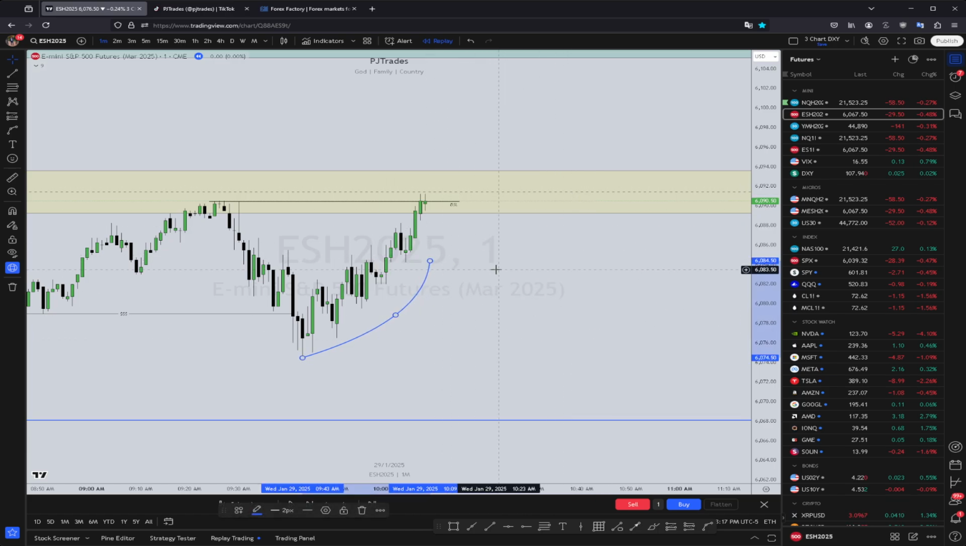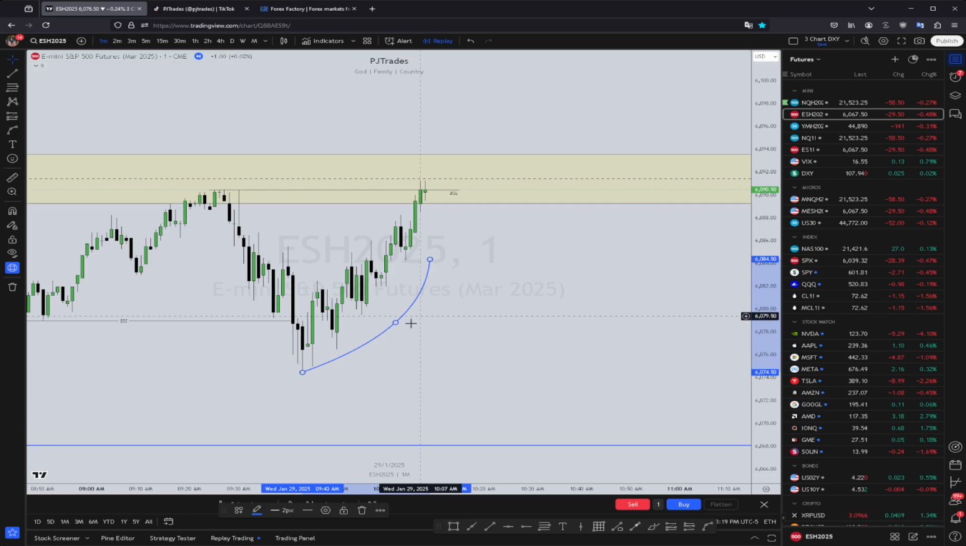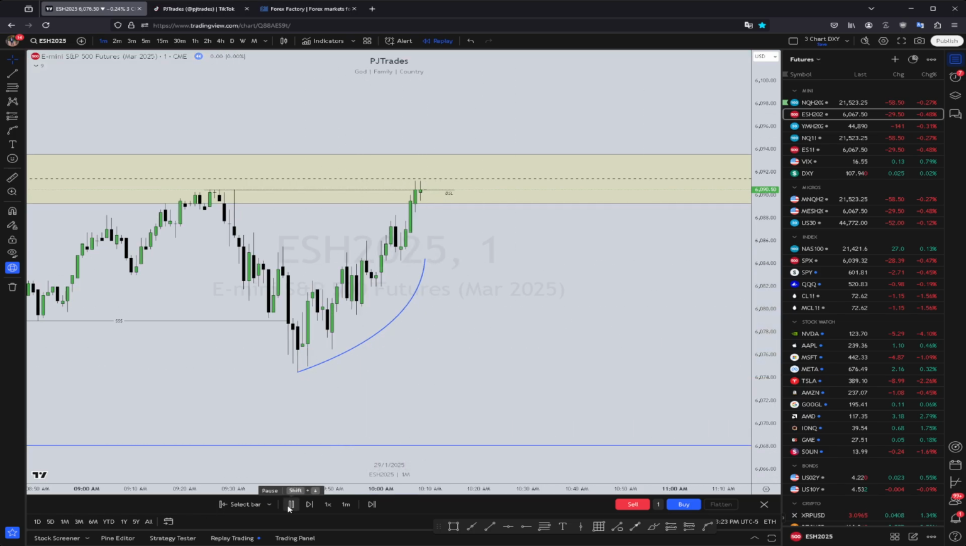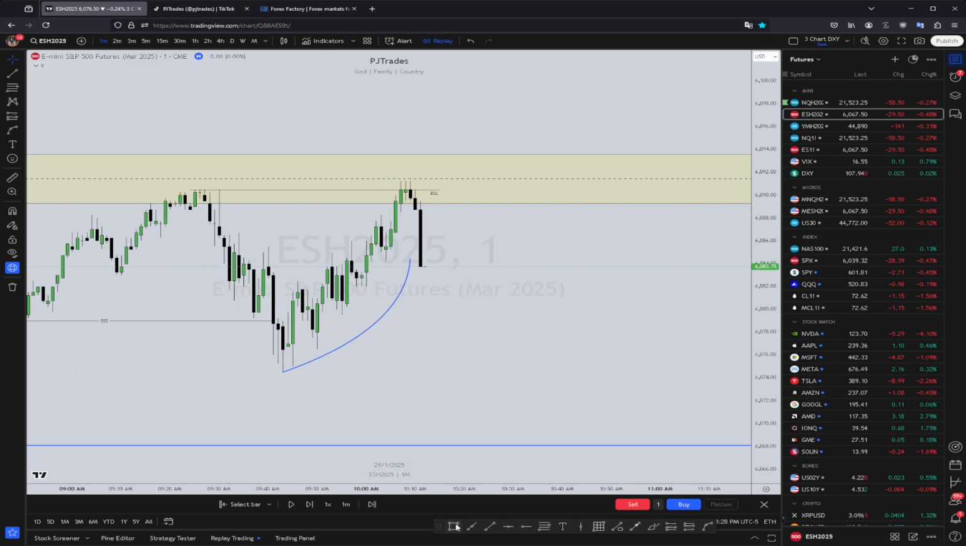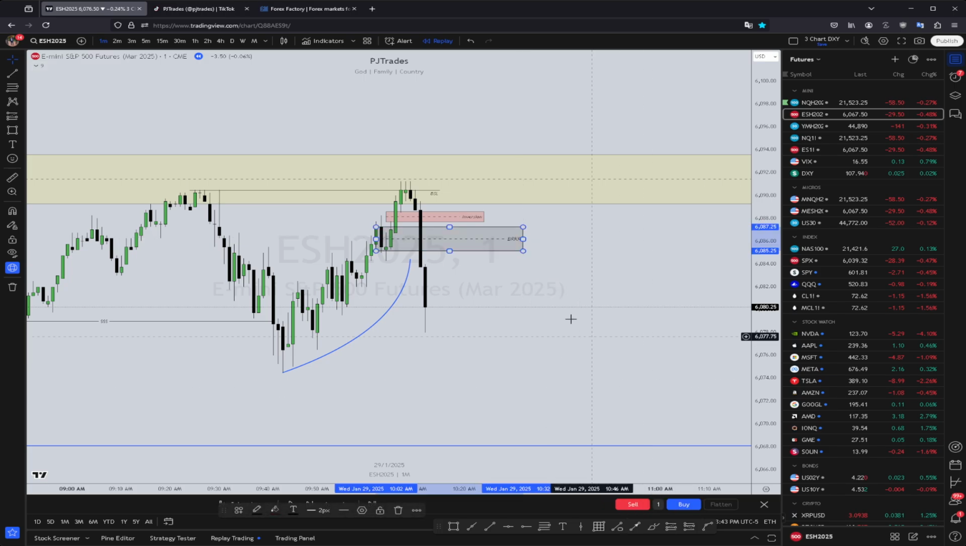But we need a model to present this before we can just say, hey, we're going to take a short into this liquidity pool. So let's go back into the replay bar and show you what plays out here. We get a really nice rejection block and inversion off of the 15-minute gap. We have a 1 minute inversion right here, which is giving us confirmation that this market wants to reverse now. We also get a breaker setup on the 1 minute here.